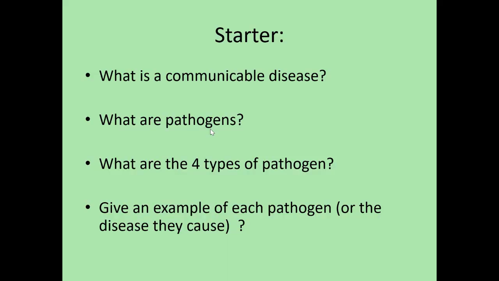Right, so some starter questions for you now. You don't need to write down your answers. If you do, just do it on some scrap paper, perhaps down the side, just to get you thinking. What is a communicable disease? What are pathogens? What are the 4 types of pathogen? And can you give an example of each type of pathogen or the disease that they cause? So this is a bit of recap really from the work before. Please pause the video, and when you come back, I'll go through some answers.